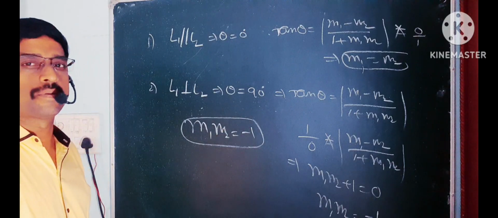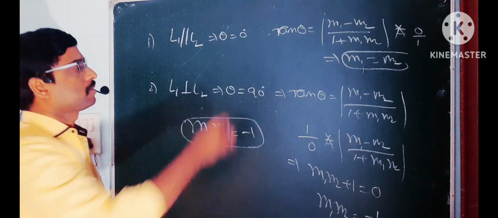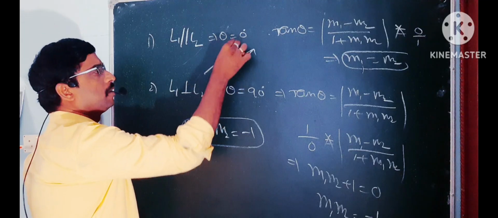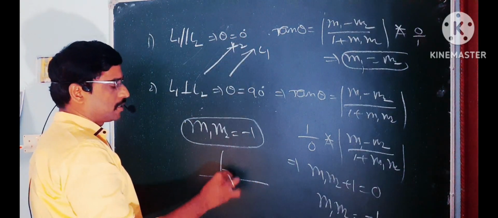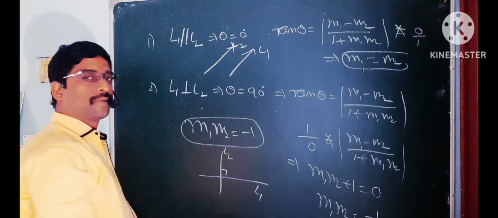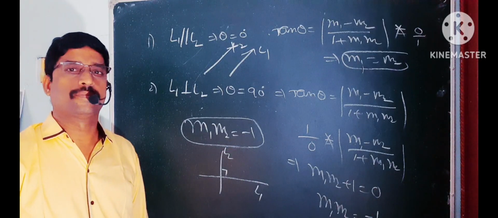These 2 points are most important. If any two lines are parallel, slopes are equal. If any two lines are perpendicular, product of slopes is equal to minus 1.